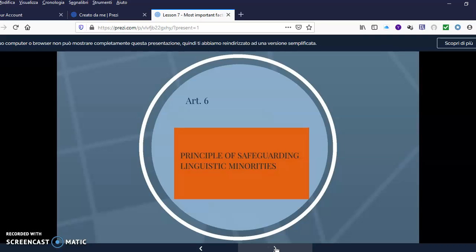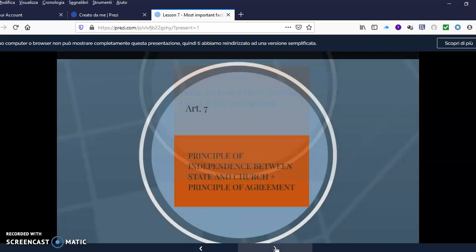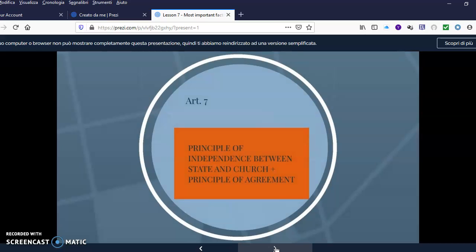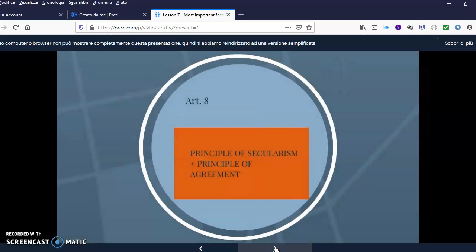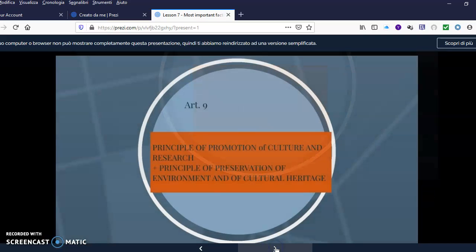Then, principle of safeguarding linguistic minorities, Article 6. Articles 7 and 8 are about the church and the state, principle of independence and principle of agreement. The state must find agreements not only with the Catholic Church, but also with other confessions. Principle of secularism, we're a secular state, and principle of agreement again.